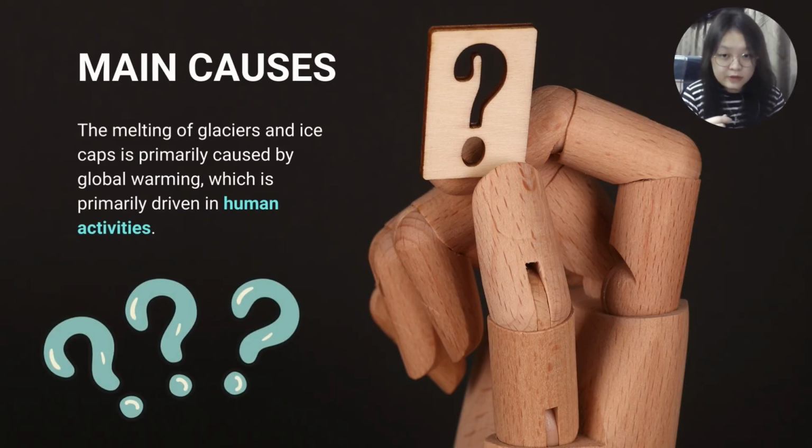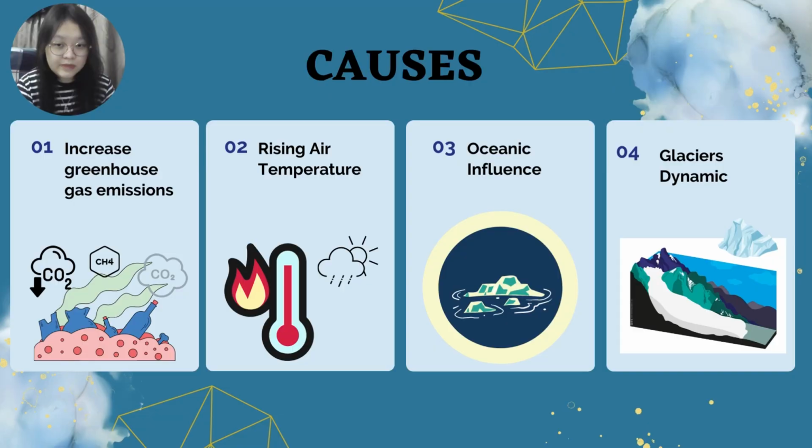Causes. The melting of the glaciers and ice caps is primarily caused by global warming, which is primarily driven by human activities. There are four main causes. The first one is increased greenhouse gas emissions. The second one is rising sea temperatures. The third one is oceanic influence. And the last one is glaciers dying.